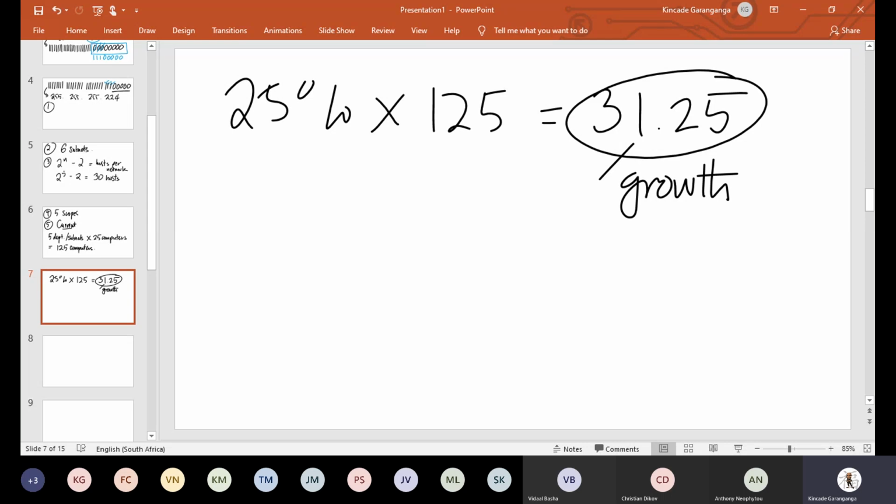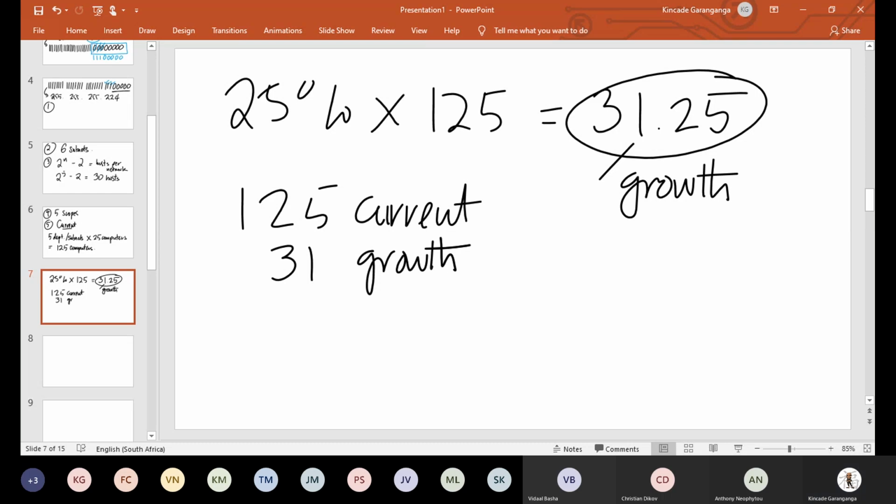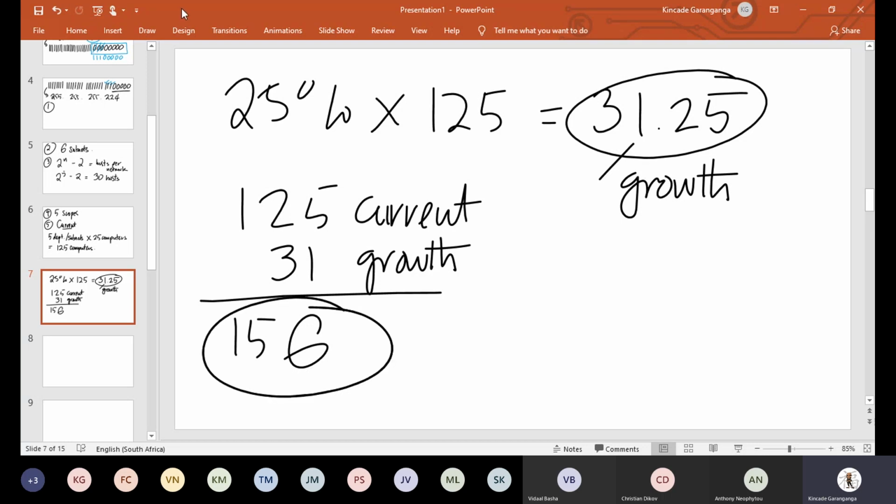So we've got the 125, which is our current, and then we've got the 31, which is our growth, all right? And obviously our total there is 156. So our network needs to accommodate for 156 computers or machines, right? So this is what we want to accommodate for.